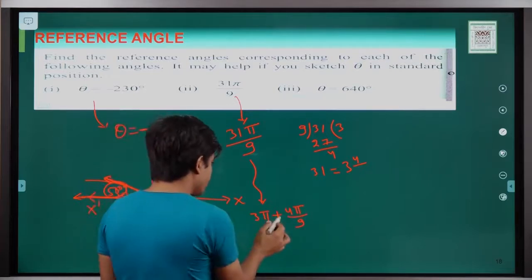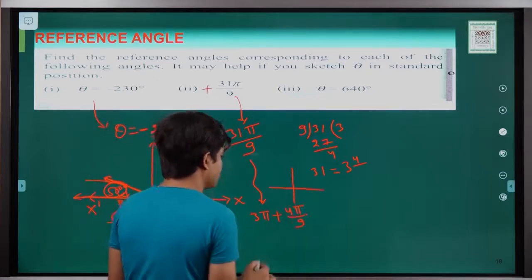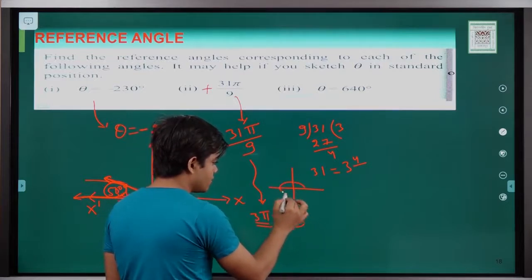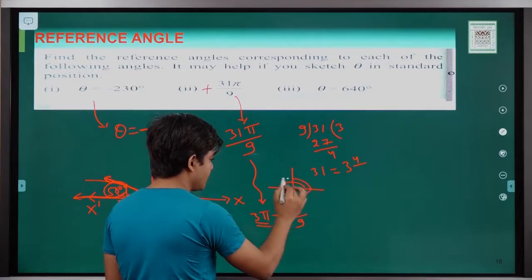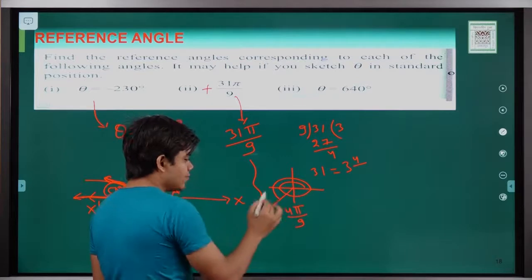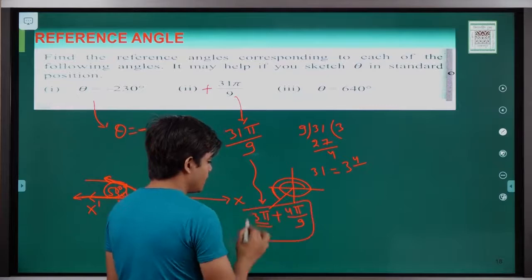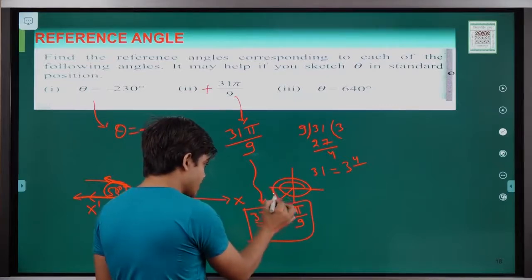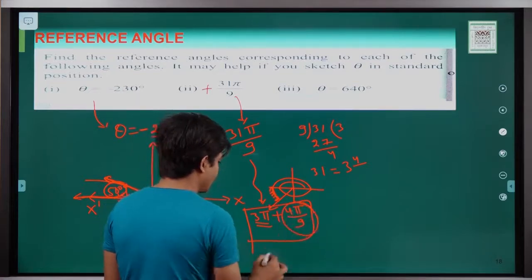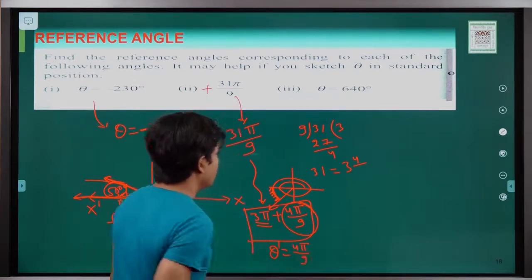What does this mean? This means, certainly this is positive, so we are moving in positive direction. 3 pi. So this is 1 pi, this is 2 pi, this is 3 pi, and then 4 pi by 9. Okay, so this angle is 4 pi by 9, and this is the complete picturization of 3 pi plus 4 pi by 9. So certainly you can see the acute angle between the x-axis and the terminal side is what? 4 pi by 9. Therefore, our reference angle theta dash will be what? 4 pi by 9. Okay.